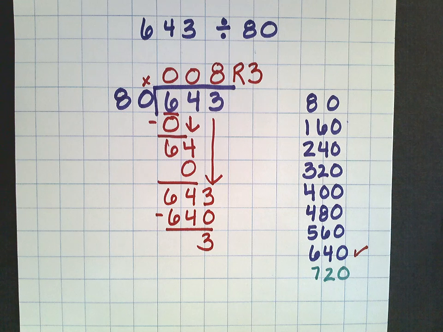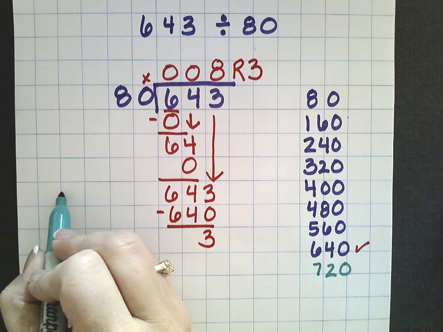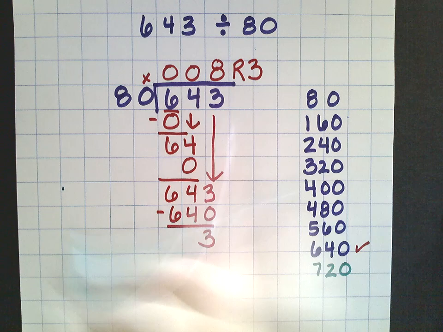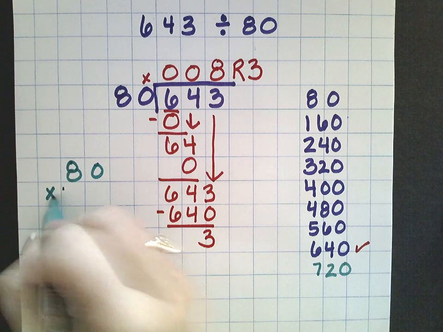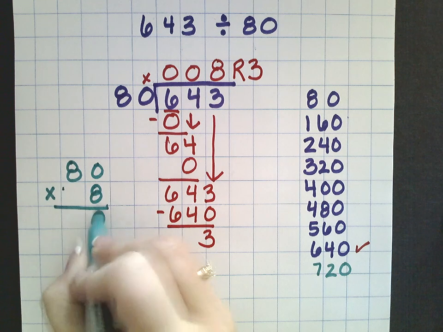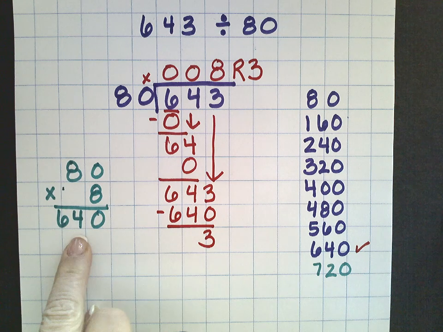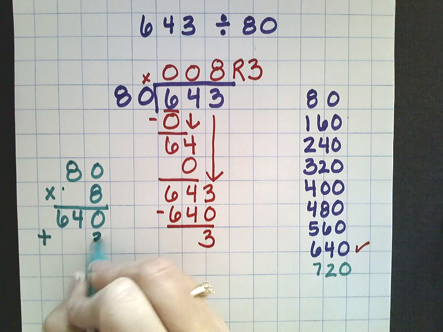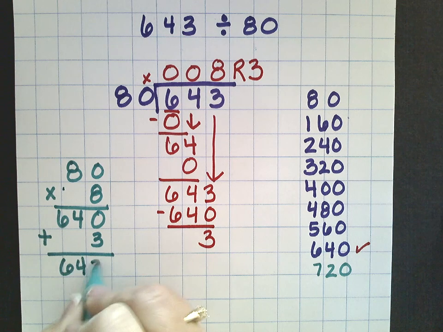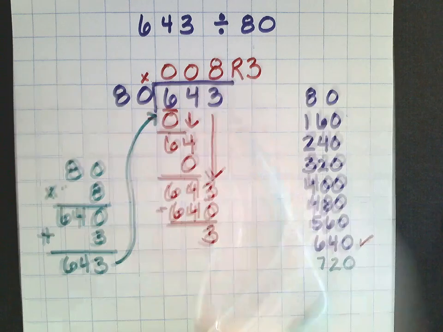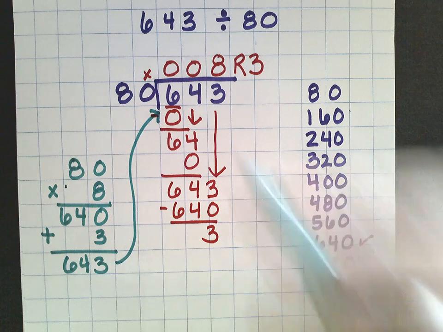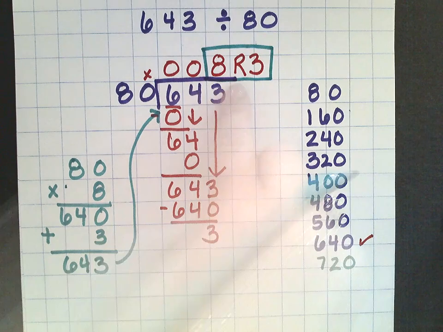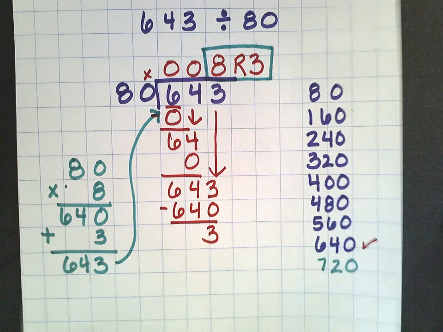We're going to check it. So I'm going to come over here. I got some room. I'm going to do my 80 times 8, and then add on my 3. So 80 times 8, 0, 64, 640, which is what I got before, so that kind of helps. Then I'm going to add on my 3. And lo and behold, it matches my dividend. So final answer, we don't need those beginning zeros, is 8, remainder 3 for our quotient.